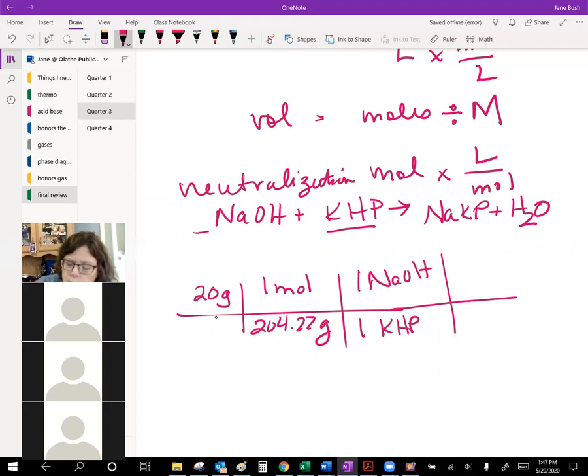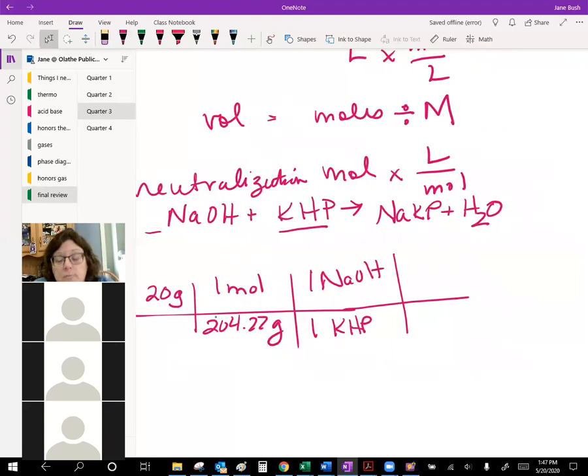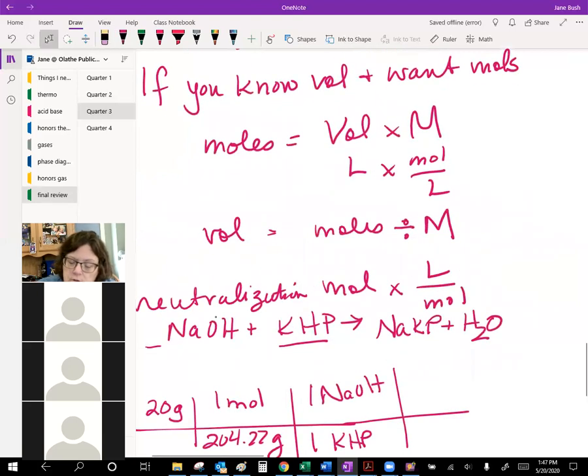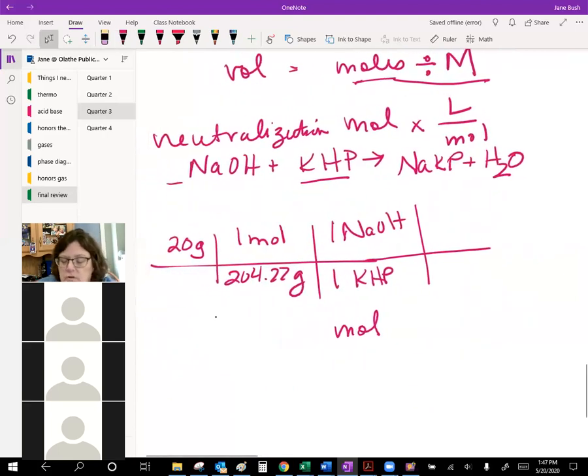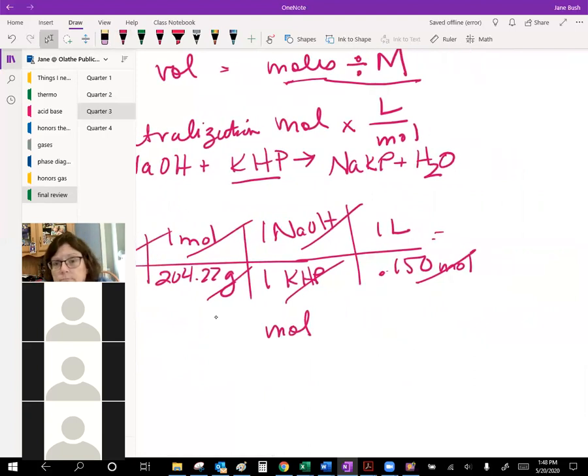And then how do I change that to volume? Okay, so you might have a question asking you to find volume. So here I am at moles. How do I go from moles to volume? What do I do? Divide by the molarity. So let's say the molarity was 0.150. We'll put molarity on the bottom. Grams cancels, moles cancels, moles cancels. You end up with a volume in liters. Okay?